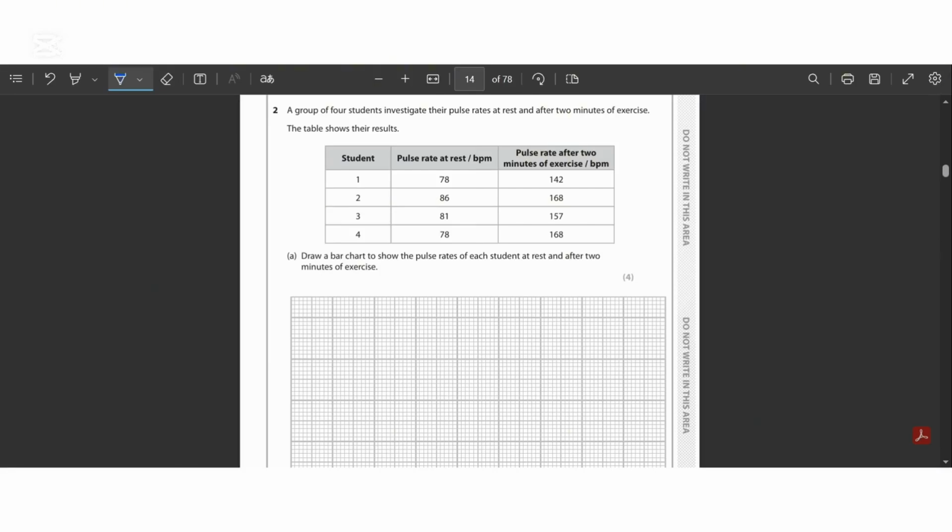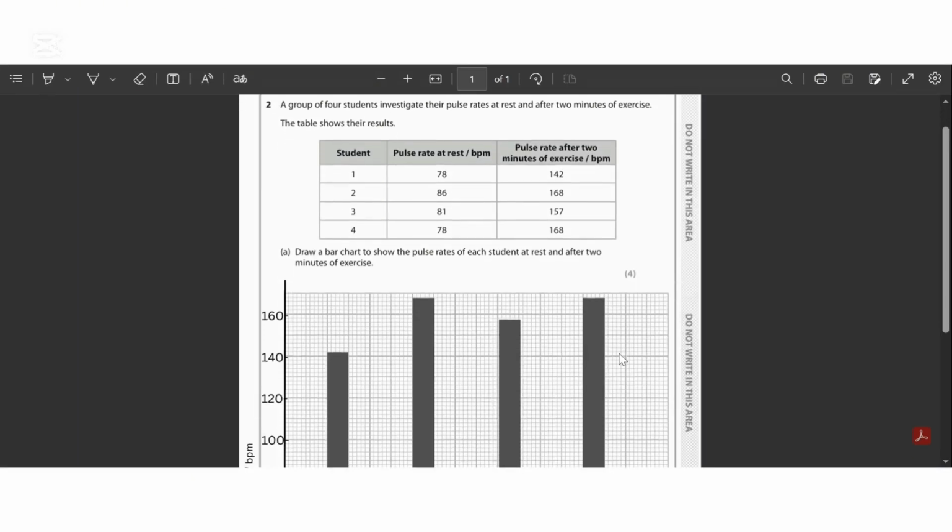Part A asks us to draw a bar chart to show the pulse rates of each student at rest and after 2 minutes of exercise. This is a 4-marker question. It means that they want us to draw bars for each student, drawing 2 bar graphs, one at rest and one after 2 minutes of exercise. All right.